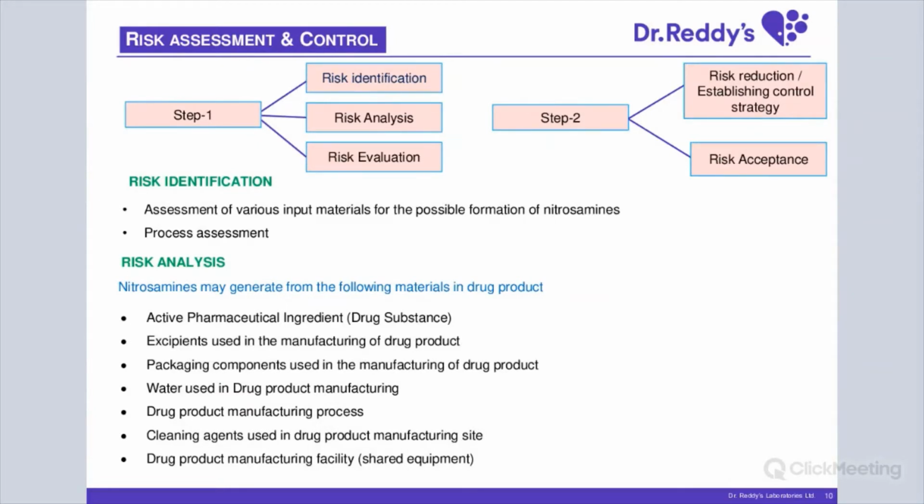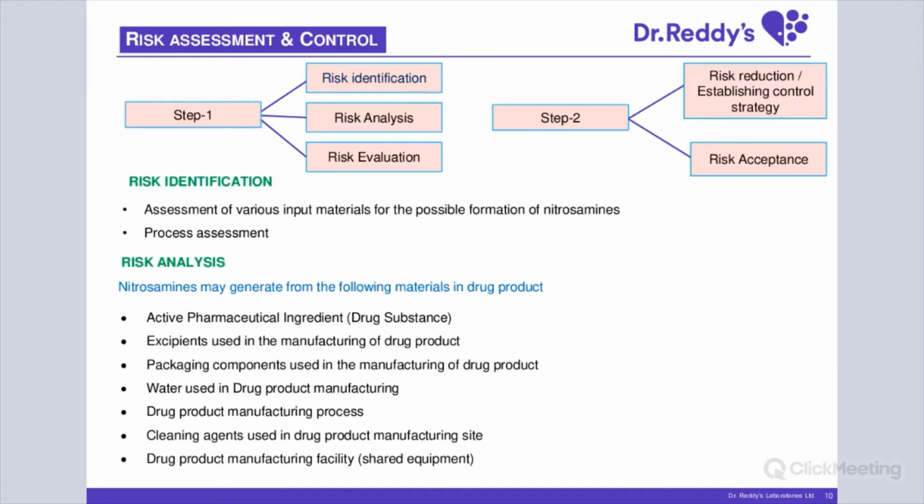Then this slide is very, very important. Here I am talking about risk assessment and control. There is a two-step process. Step 1, as a part of risk assessment, is risk identification, risk analysis, and risk evaluation. As a part of risk identification, first of all, we should do an assessment of the various input materials for the possibility of nitrosamines. What are the input materials being used in the API or drug product manufacturing? A complete assessment of all the materials needs to be done. Then, of course, the process assessment will be done for any possibility of formation of nitrosamines during the process.